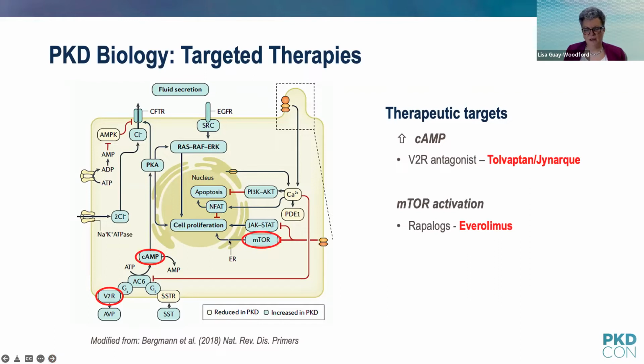mTOR activators, this is a pathway here that's also involved in tuberous sclerosis, and drugs like everolimus, at least in animal studies, can block the activity of mTOR and therefore decrease the cell's ability to replicate itself in a somewhat uncontrolled way. And then more recently, there have been studies looking at this misplaced receptor on the urine-facing surface of the cell and blocking the signaling from that receptor. Again, based on animal studies, and there have been some very preliminary studies in humans.